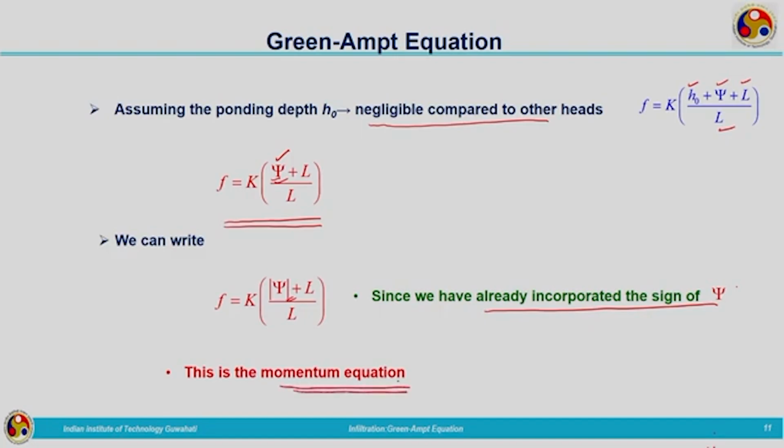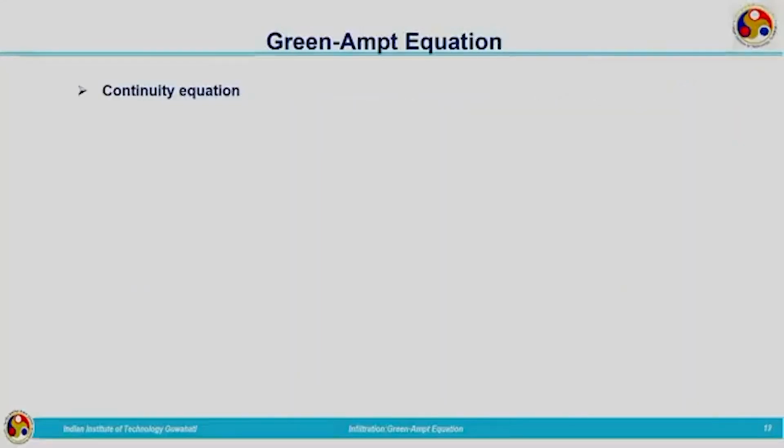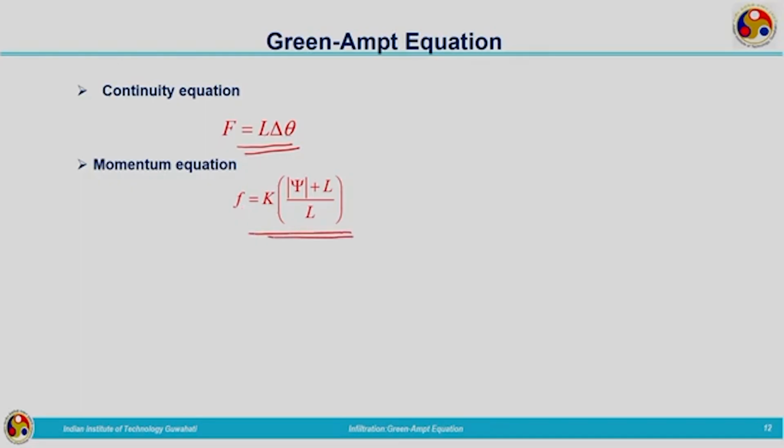So, now the fundamental equations, conservation of mass and conservation of momentum, have been derived by making use of the control volume approach for the process of infiltration. So, now the continuity equation is F is equal to L delta theta, and the momentum equation is given by, in small f, f is equal to K psi plus L divided by L. Capital F is representing the cumulative infiltration and small f is representing the infiltration rate. So, here we are with the expressions corresponding to cumulative infiltration and the infiltration rate.